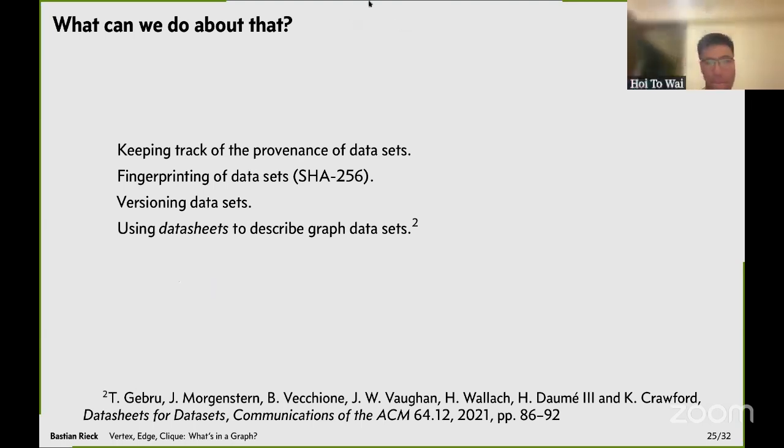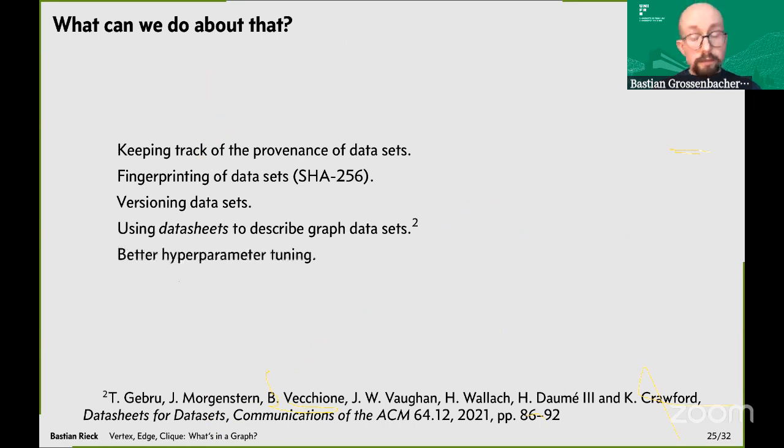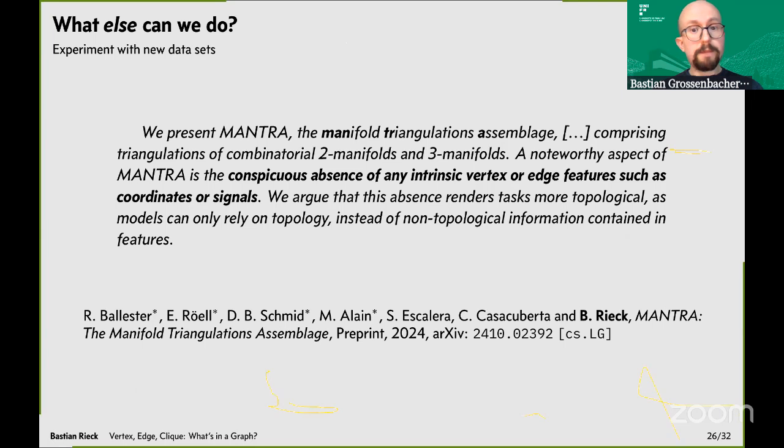Okay, very good. Now we could use something like data sheets to describe the graph data sets. It's work by Timnit Gebru and others, but clearly this is only just the beginning, right? We need to be aware of the issues. We need to be aware of the fact that this is potentially an issue. Now, another thing that we should do, and this is I think pretty clear, is to use better hyperparameter tuning altogether, right?